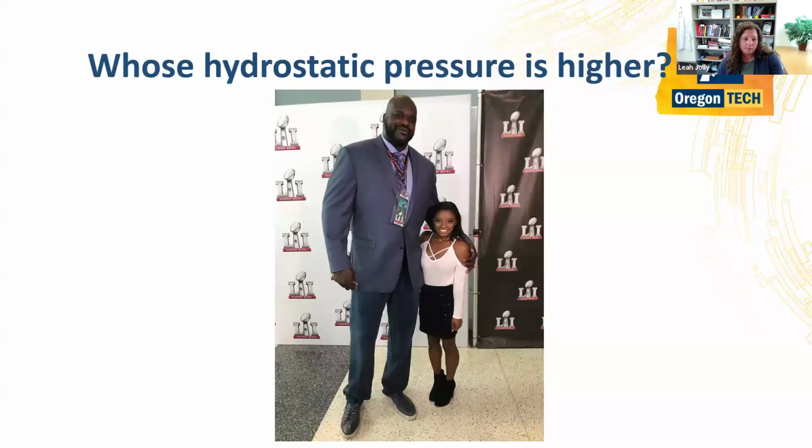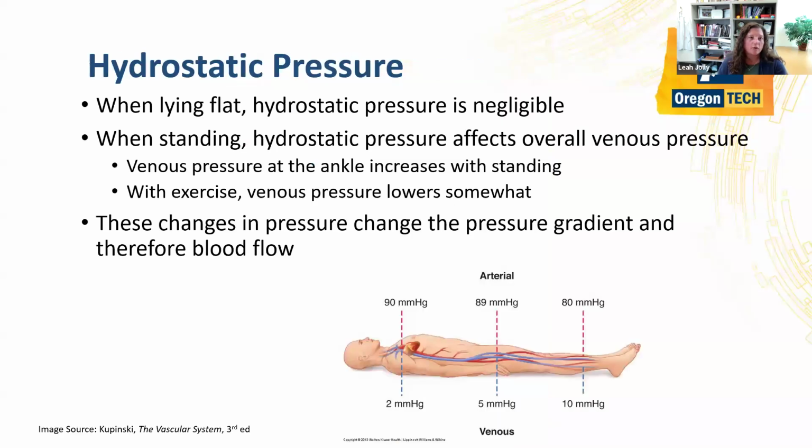So looking at these two people, I'm not sure how familiar everyone is with our American athletes, but this is Shaquille O'Neal and Simone Biles, and they are obviously very different heights. So whose hydrostatic pressure is higher? And the answer is Shaq. He is very tall. His right atrium is way up here, and his column of blood is very long. Compared to Simone, her right atrium is right about there, much shorter column of blood, so her hydrostatic pressure is going to be lower. So as I mentioned, when we're lying flat, hydrostatic pressure is fairly negligible.